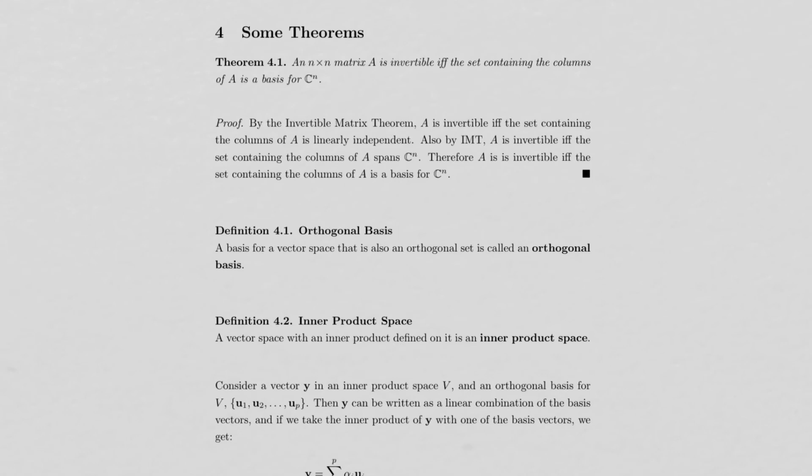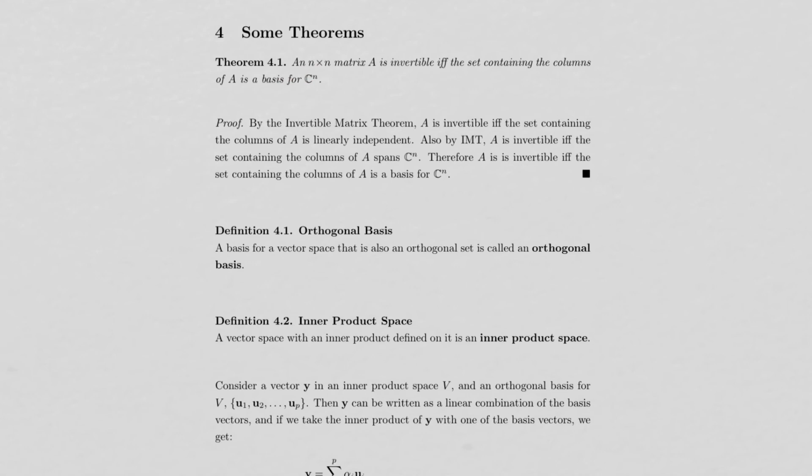Okay, the last objective we have here is to look at some theorems, and in particular theorems about orthonormal bases. The first theorem is an addition to the invertible matrix theorem. So remember, the invertible matrix theorem is a theorem about invertible matrices, and it's a logical equivalence theorem. So it's got a lot of statements that are all true together or all false together. They're logically equivalent. So we say that an n by n matrix A is invertible if and only if the set containing the columns of A is a basis for Cn.